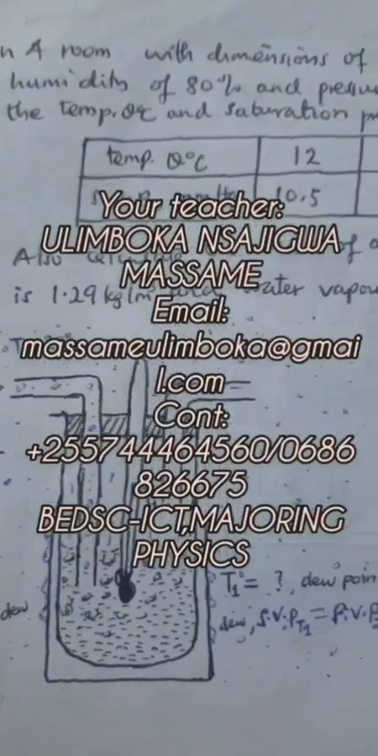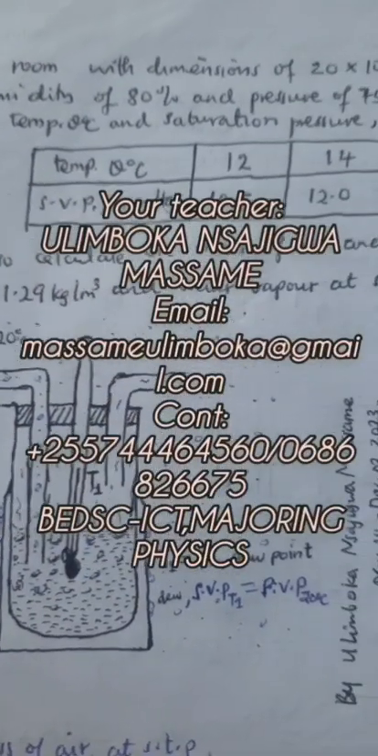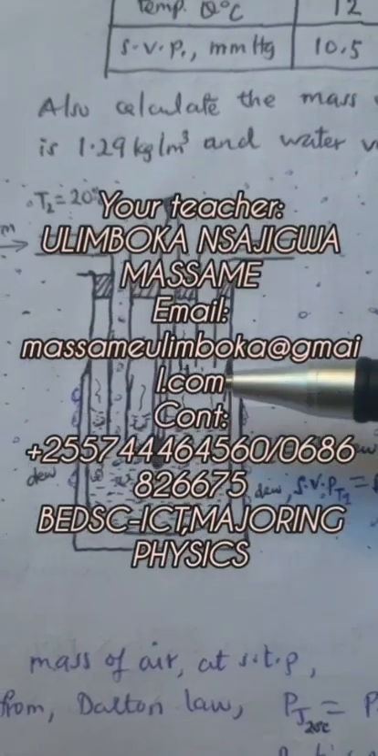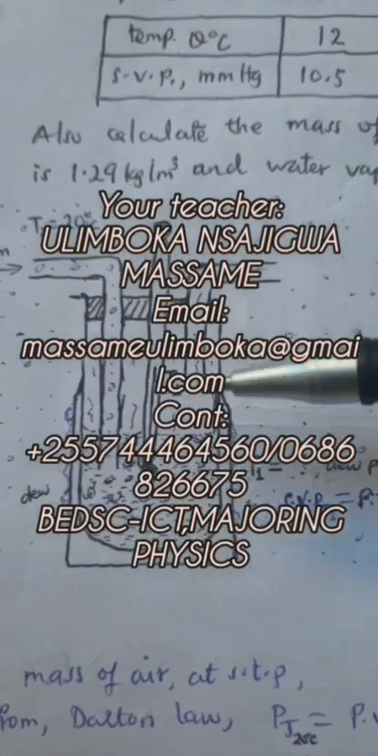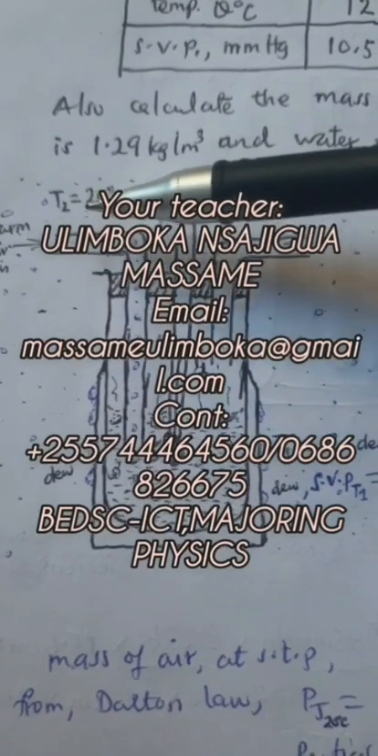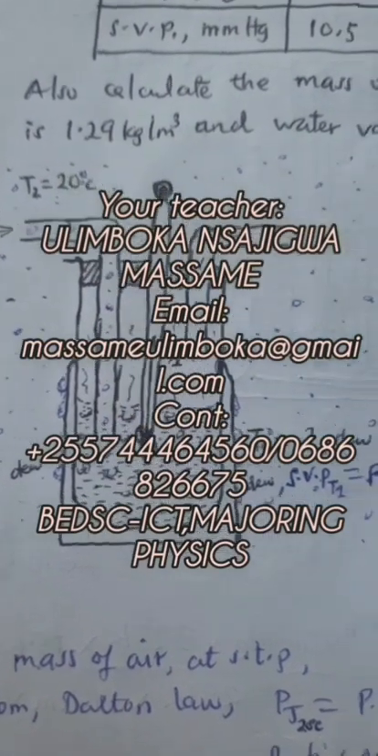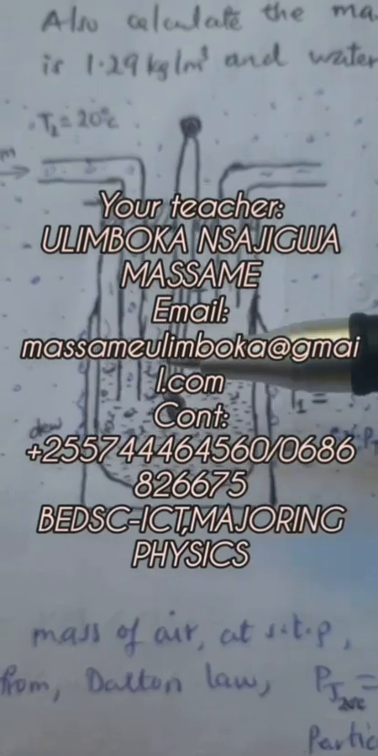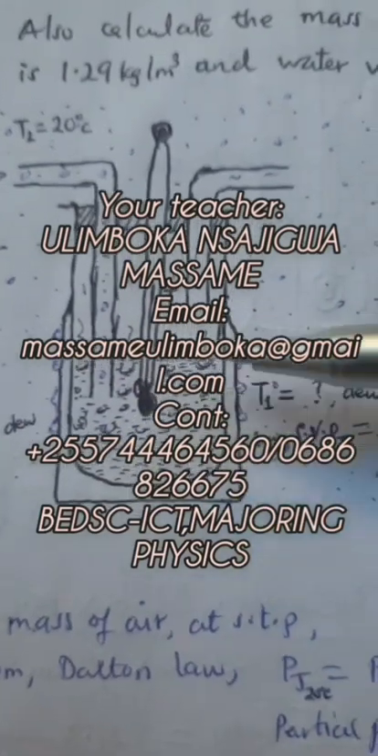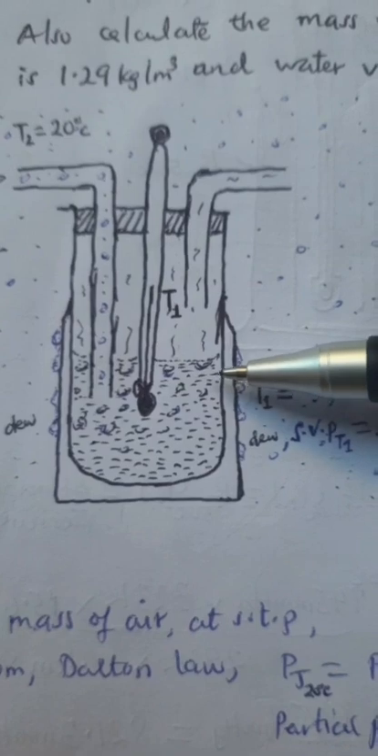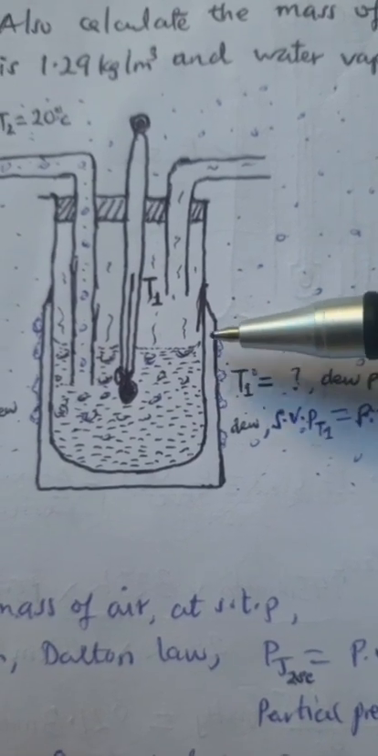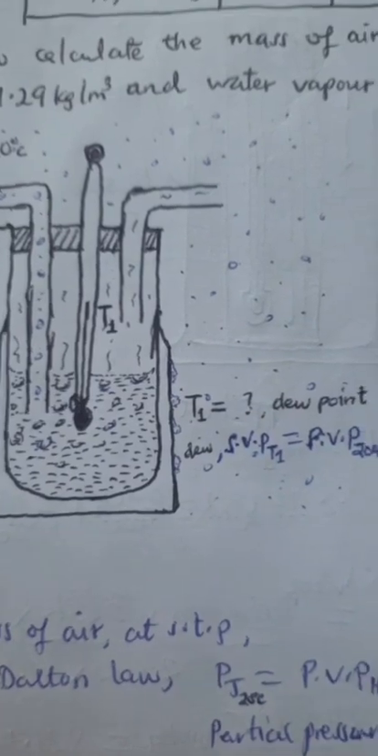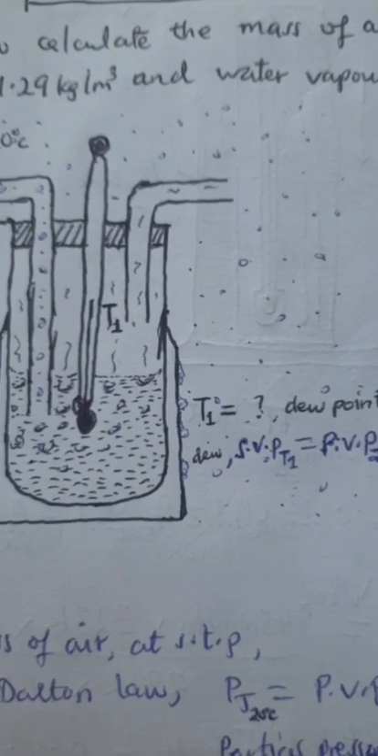Now from our questions, let us assume that we placed this Regnault hygrometer into this room that has a temperature of 20 degrees Celsius. After a certain time, the dew will start to form, and the average temperature of appearance and disappearance of this dew is recorded as T1.